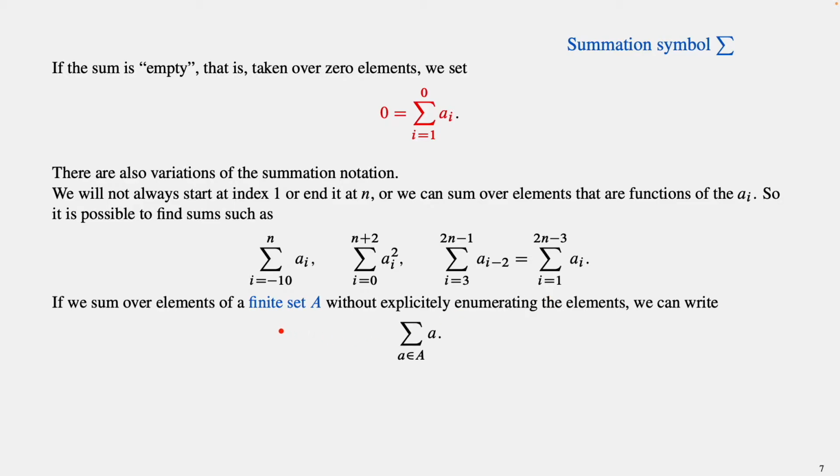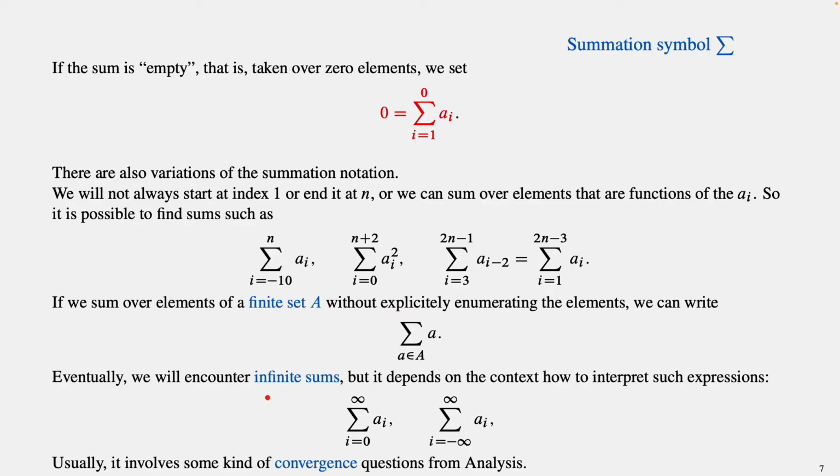And if we sum over elements from a finite set A without explicitly enumerating the elements, then we can write it like this. Sum over element a in the set big A, and then we just write a as a placeholder for all the elements in the set big A.